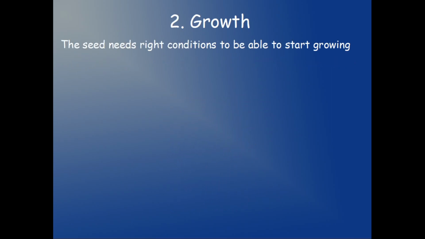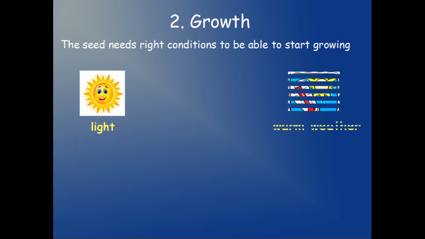Now, the seed needs the right conditions to be able to start growing. Which conditions are those? It needs light, sunlight, because through the sunlight it will make photosynthesis when it grows. So the seed is waiting for sunlight. What else?